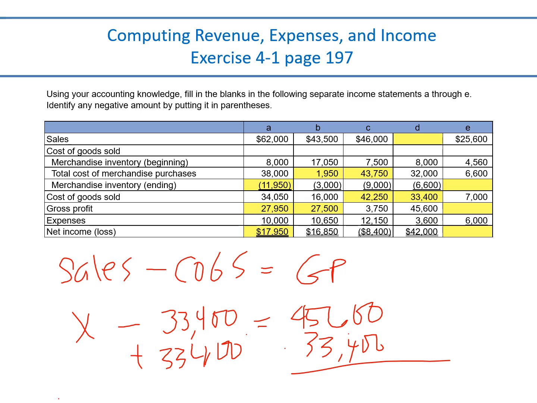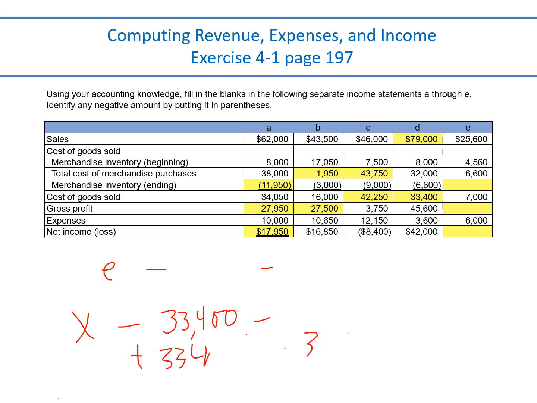33,400. So 45,600 plus 33,400 means our sales must be 79,000. And then in the last one, letter E, we're solving for ending inventory, which is the same as the first one, gross profit and net income.